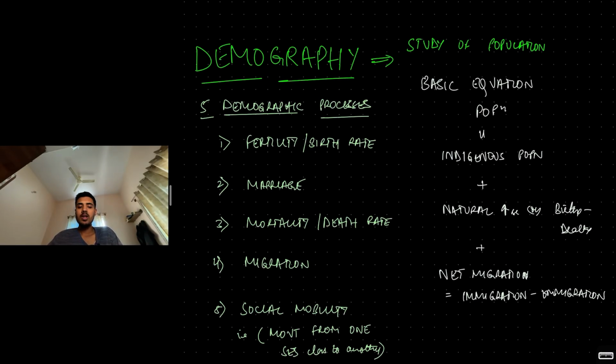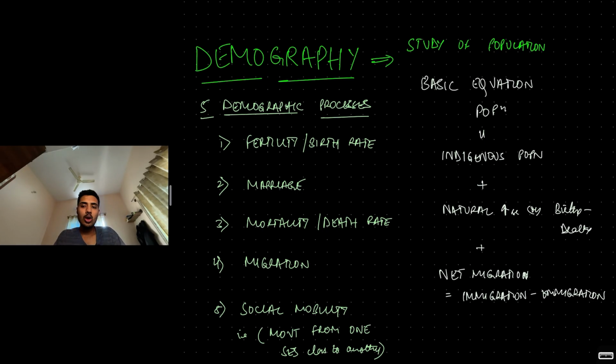So today let's cover all the basic aspects of demography and the most important topic, that is demographic cycle. Demography is the study of population. The study of population is demography. Simple. Now how do we basically make an equation for the population?